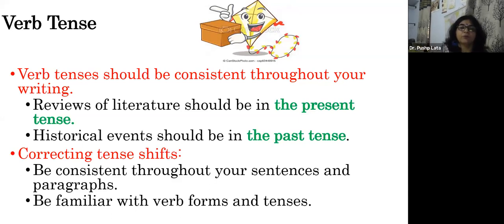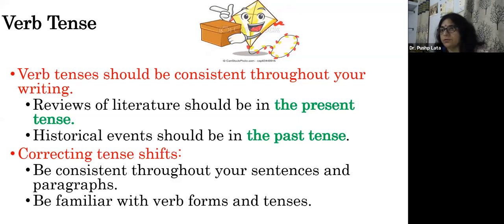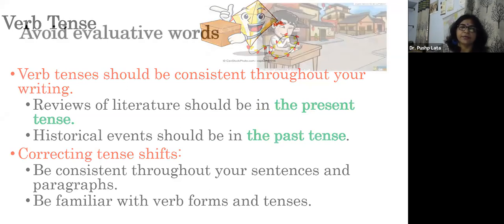Please don't do that, because it's very important. We should be consistent throughout. Be familiar with the verb forms and the tenses. In case you feel that you have confusion, just go through Wren and Martin or some other grammar, and brush up your rules for present tense, past tense, future tense, indefinite, continuous, perfect continuous, so that it becomes easy for you to use the tense forms correctly in your writings.